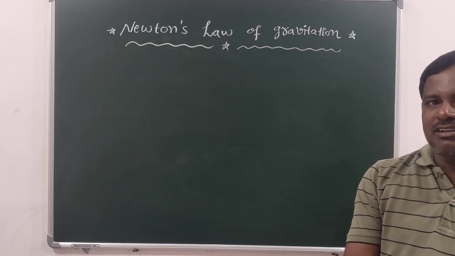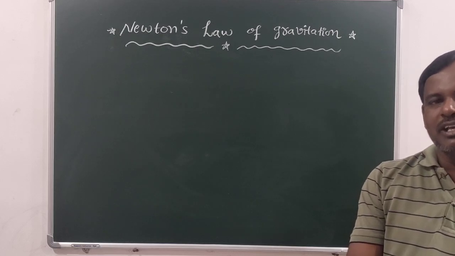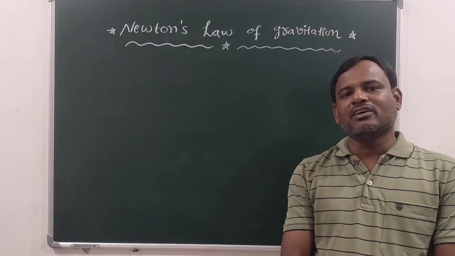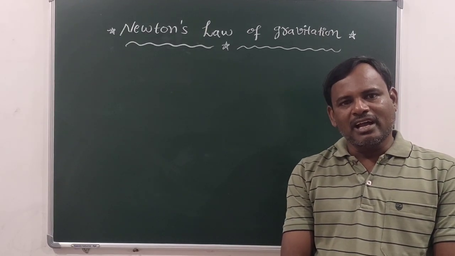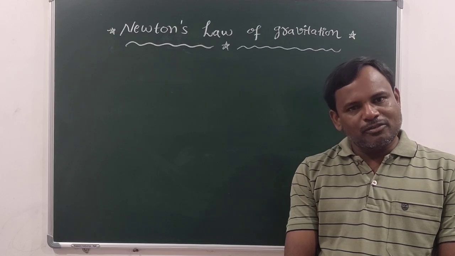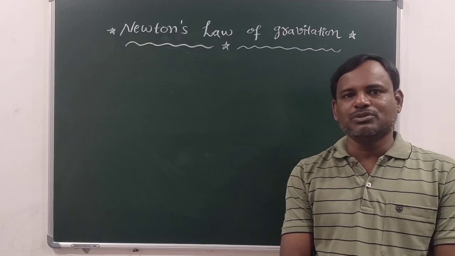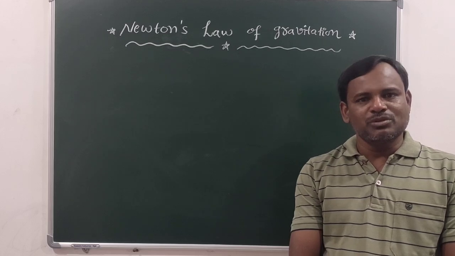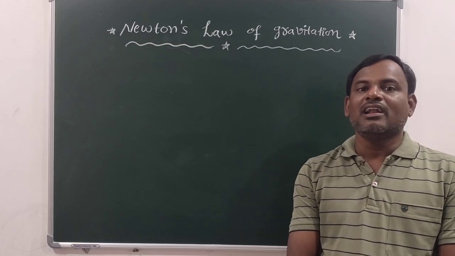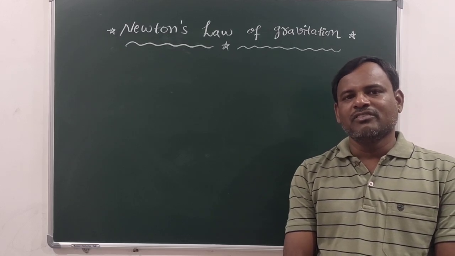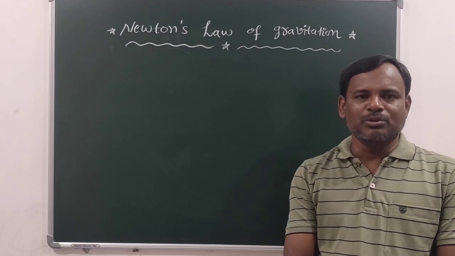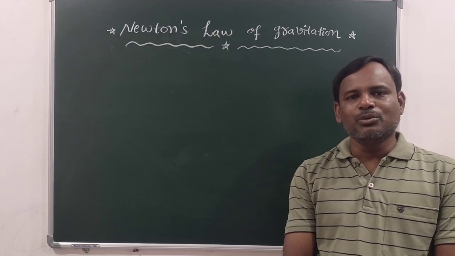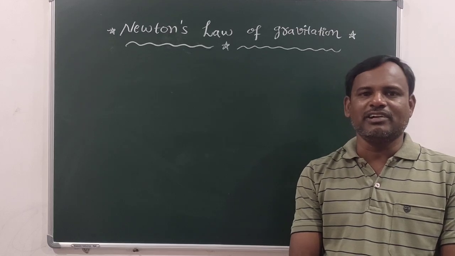So that attraction or repulsion force is directly proportional to the product of two masses, and that force is inversely proportional to the square of the distance between them. So this is known as the law of gravitation, which was given by Newton. Hence we people are saying that law as Newton's law of gravitation.